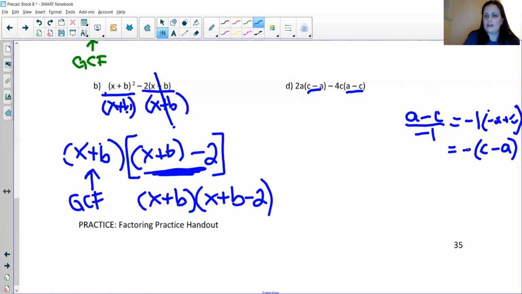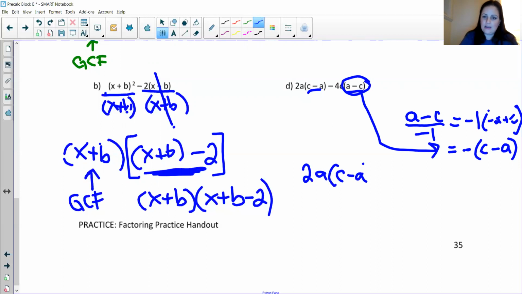Okay, and so then here we can replace this with that. Right, so I'm going to rewrite this because I just made a mess of that area. So it's 2a times c minus a minus 4a, or is that a 4c? I can't even read it anymore. What does it say under there? Oh, it's a 4c. Oopsie doopsie. All right, 4c. And then instead of writing a minus c, I'm going to write negative c minus a.